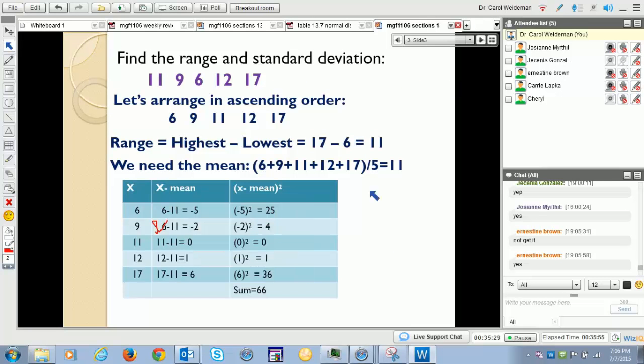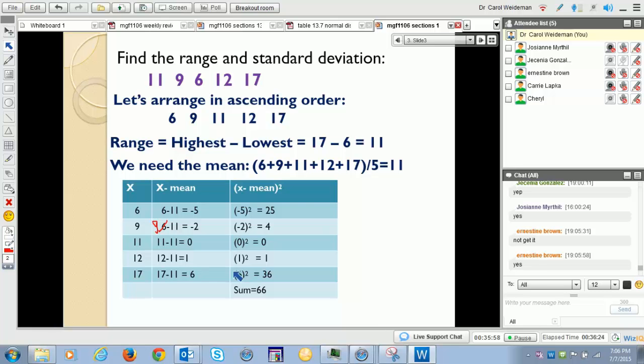Okay, so here was my table. So here are the 5 data values, 6, 9, 11, 12, and 17. I take each data value and subtract the mean. I calculate the mean right here. So 6 minus the mean of 11 gives me negative 5. 9 minus the mean of 11 gives me negative 2. 11 minus the mean of 11 gives me 0. 12 minus the mean of 11 gives me 1. And 17 minus the mean of 11 gives me 6.